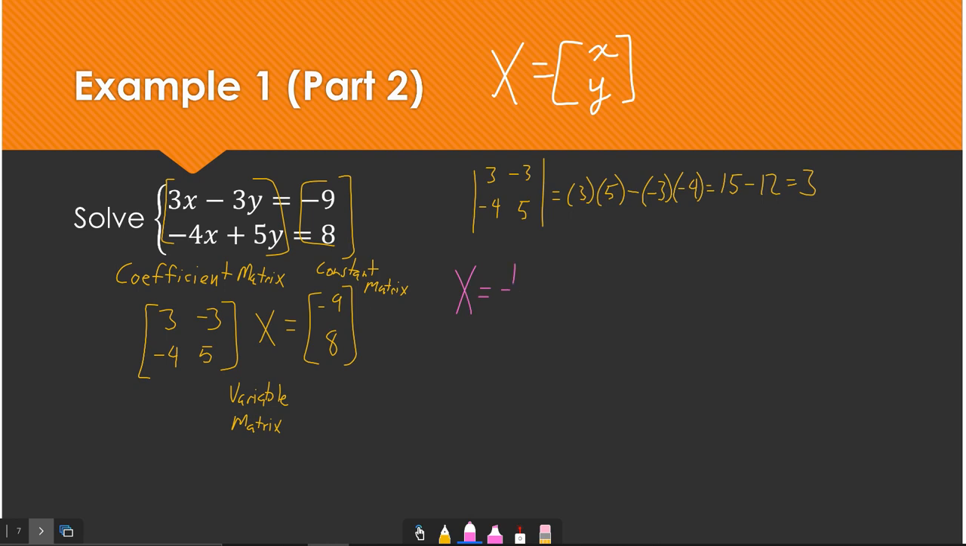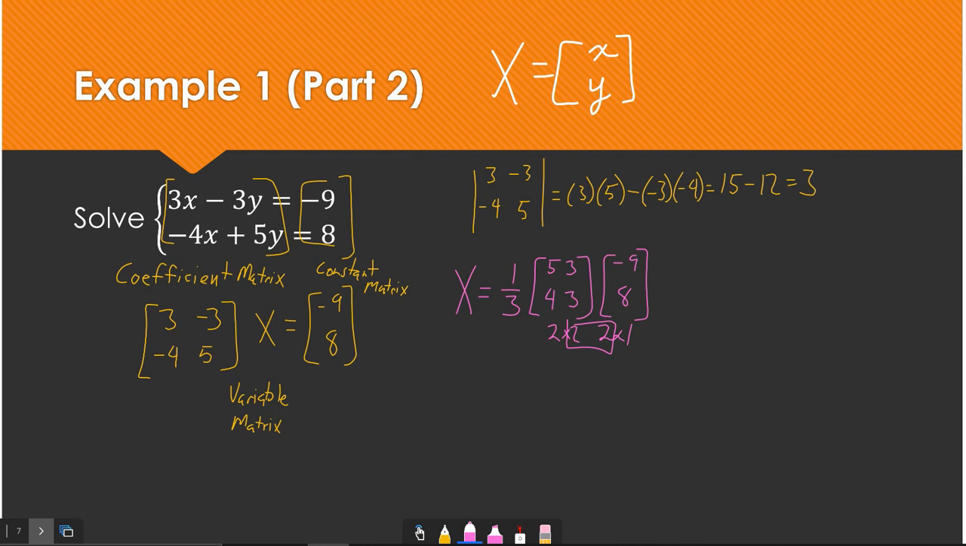So I need 1/3, 1 over the determinant, times the inverse matrix. So 1/3 times, I'm going to switch A and D, so I'm going to have 5 and 3 switch places. And then I want the opposites of B and C, so that right to left diagonal is going to be 3 and 4. And we're going to multiply that by our constant matrix, -9, 8.